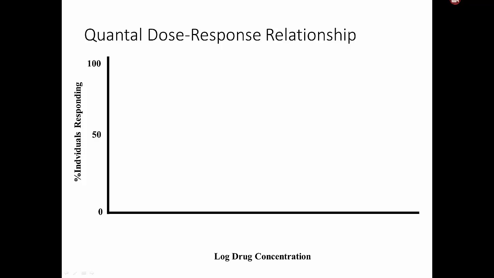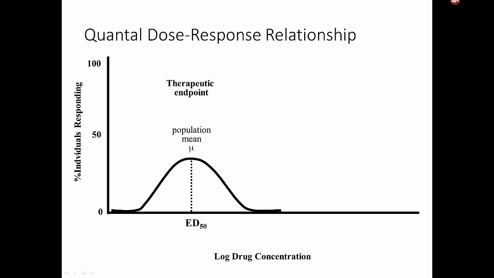Now we will look at the quantile dose-response relationship, which is used to look at how a population as a whole responds to a drug. The percent of individuals responding is on the y-axis, and the log of the drug concentration is on the x-axis. After plotting the percent of people who have a therapeutic response to a drug with increasing dose, we get a bell curve, with the center representing the mean of the population.